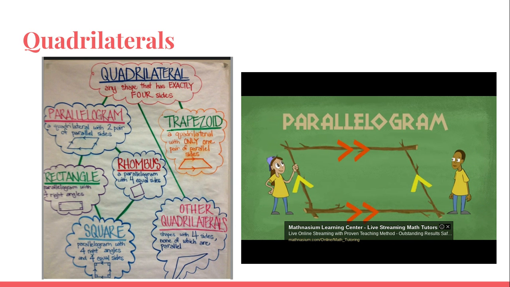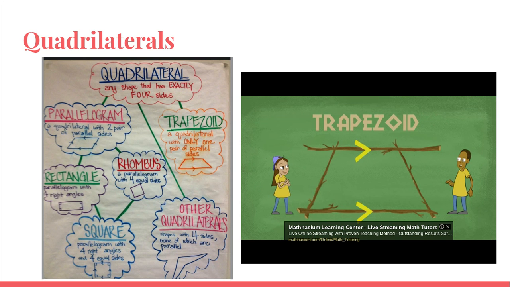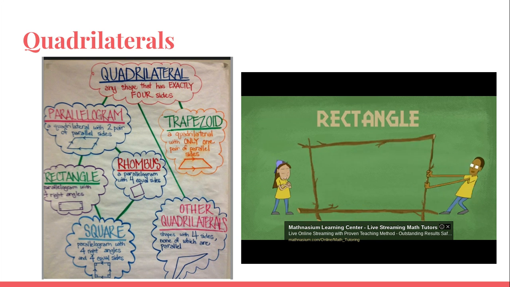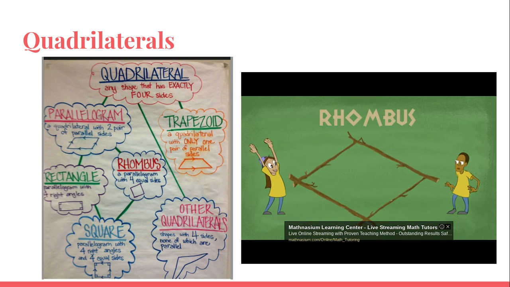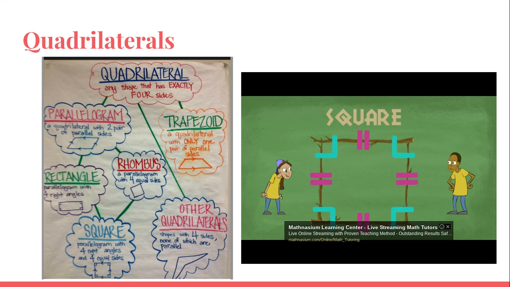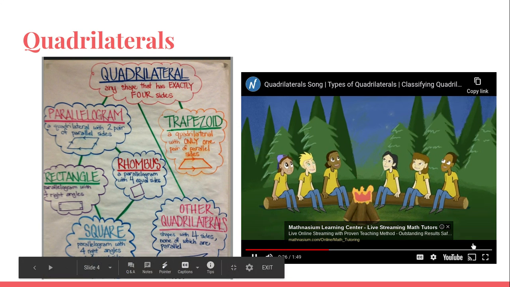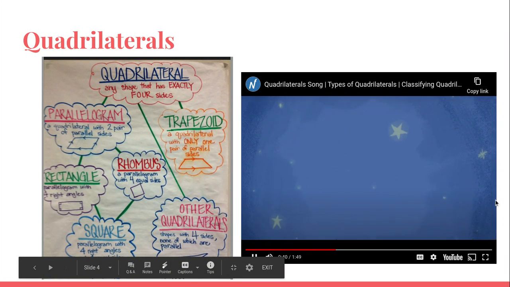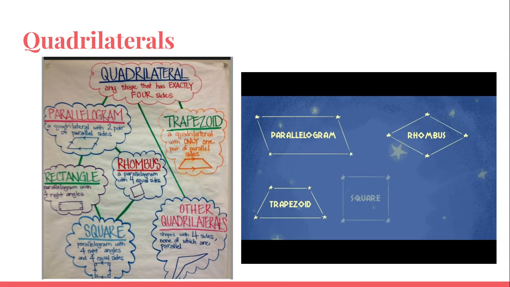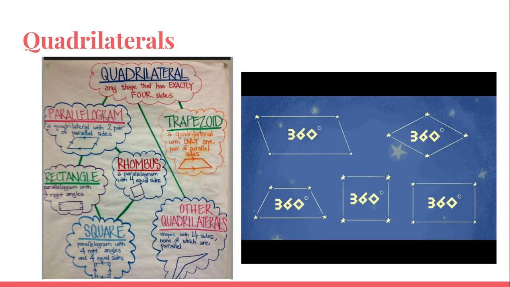Parallelograms have 2 sets of parallel lines. Trapezoids only have 1 set at a time. A rectangle has 4 right angles. A rhombus has 4 sides that are equal. Squares have 4 equal sides and 4 right angles. Quadrilaterals have 4 sides. Squares and rectangles, and if you add the angles inside each of these, there will be 360 degrees.